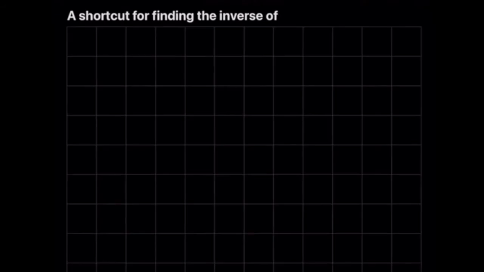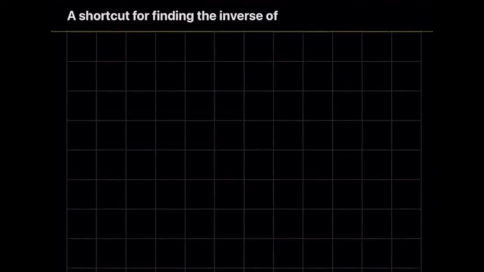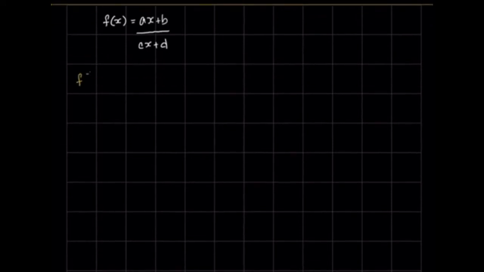Now we want to find the shortcut for finding the inverse of a rational function na linear over linear. Or meron siyang form na f of x equals ax plus b over cx plus d. So yung first step natin ay we interchange the x and y variables. And we write our function x equals ay plus b all over cy plus d.